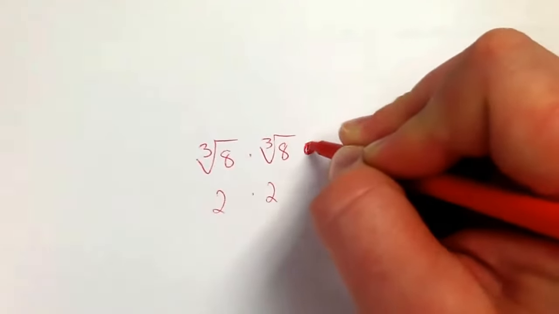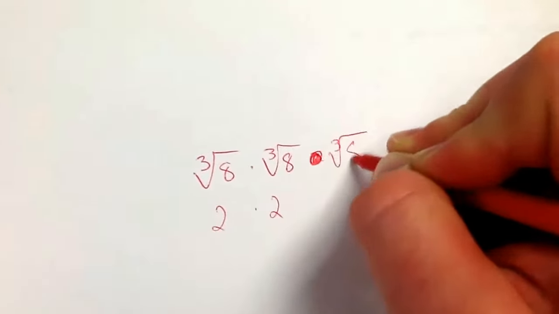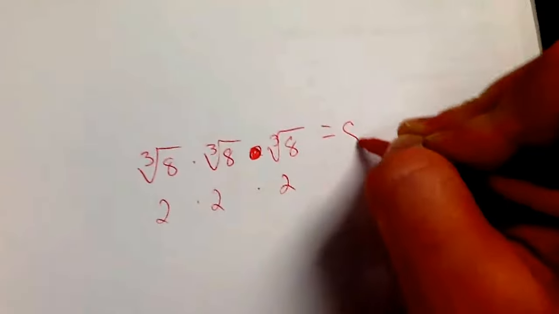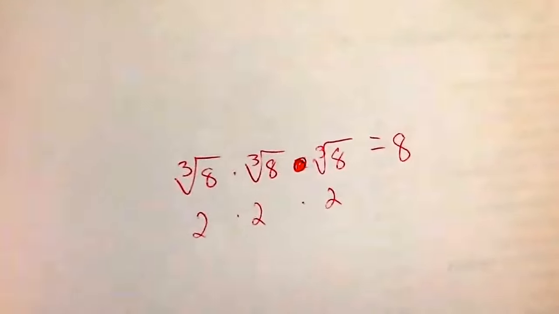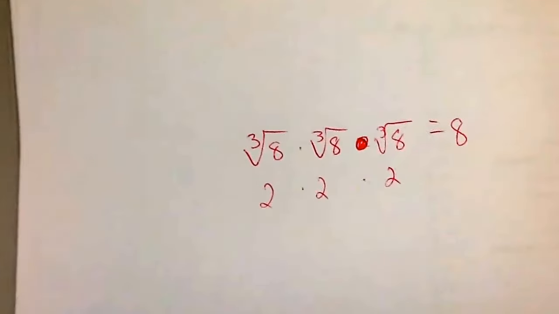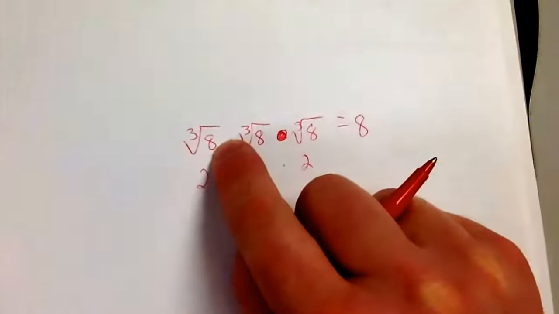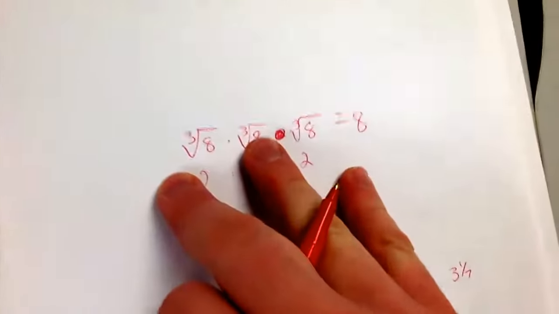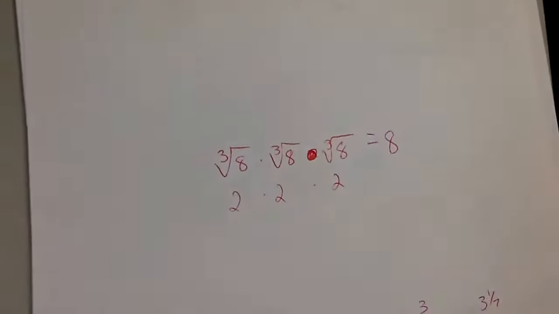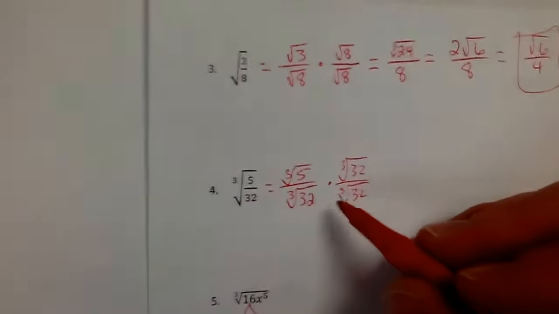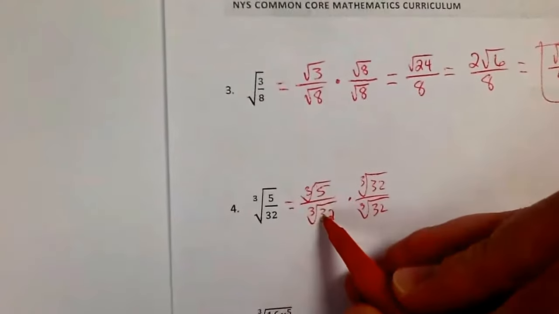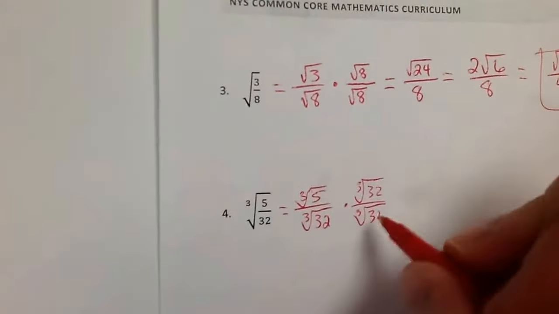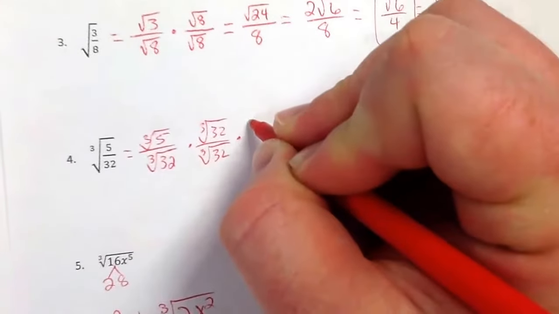But watch this. If I multiply by another one, doesn't that equal 8 now? Yeah. Because it's third root, and the third root means what number multiplied by itself 3 times gives you that number, you have to multiply that thing by itself 3 times to get rid of it. So, on this one, where it's third root, we got the third root of 5 over the third root of 32. We have to multiply by the third root of 32 twice.